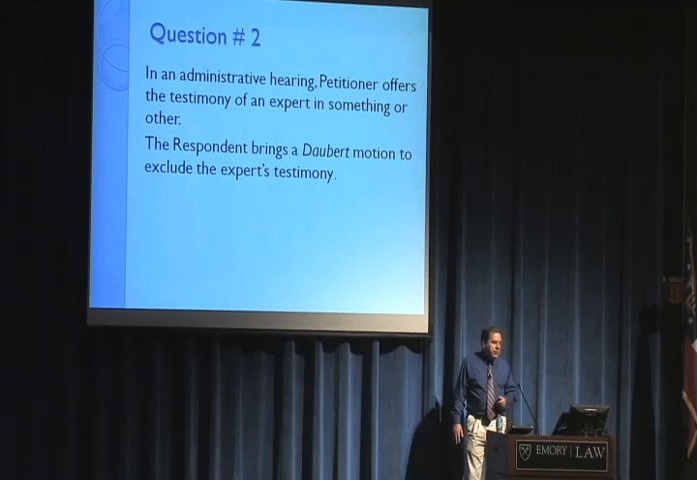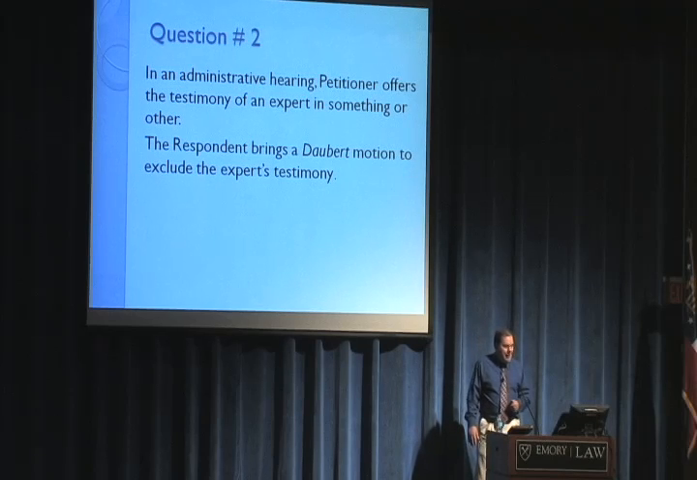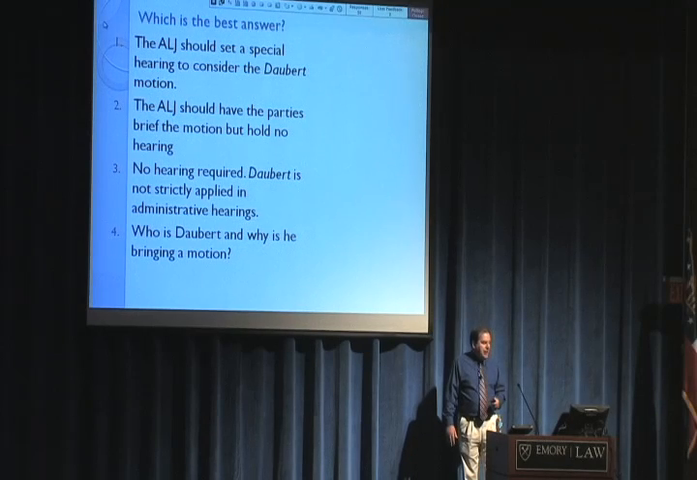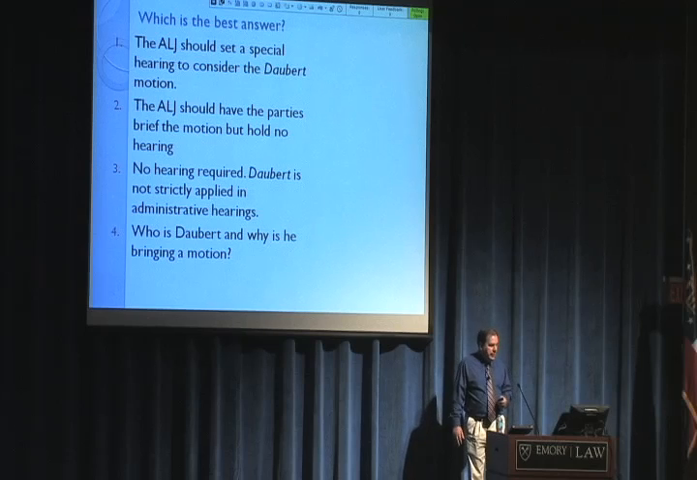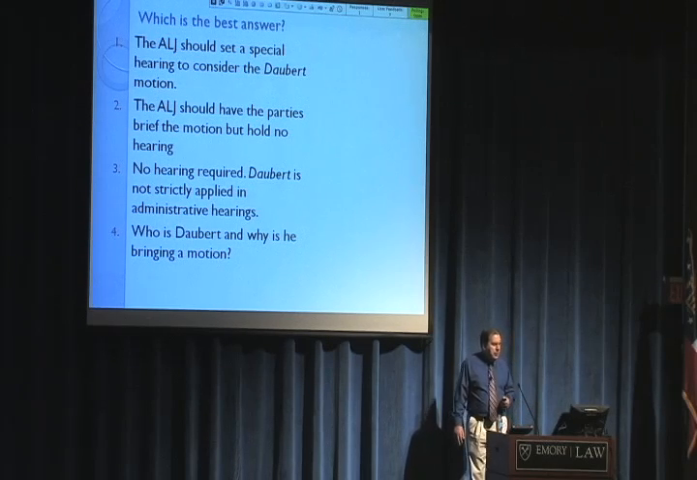Number two, in an administrative hearing, petitioner offers the testimony of an expert in something or other, doesn't matter. The respondent brings a Daubert motion to exclude the expert's testimony. Number one, the ALJ should set a special hearing to consider the Daubert motion. Two, the ALJ should have the parties brief the motion but hold no hearing. Three, no hearing is required. Daubert is not strictly applied in administrative hearings. Or four, who is Daubert and why is he bringing a motion?